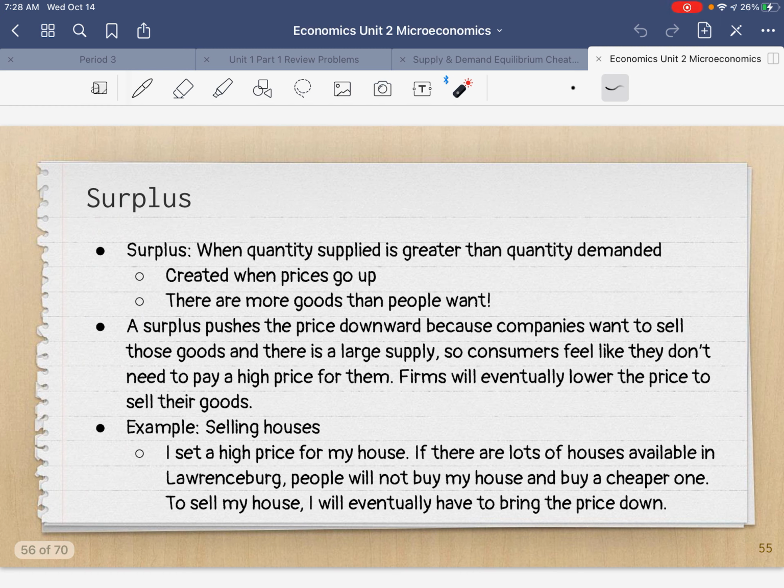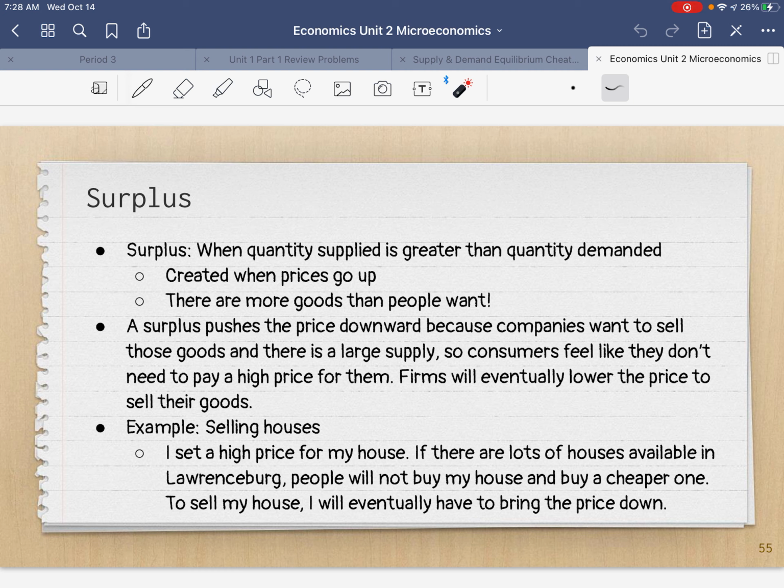So surplus. Surplus is another word we need to know for sure. When quantity supplied, QS, is greater than quantity demanded, QD, the amount that they are supplying is more than the amount that we wanted. There's going to be a bunch of stuff on the shelves that people just don't want. And this is created when prices go up. There are more goods than people want. There's stuff on the shelves that's been sitting there forever.